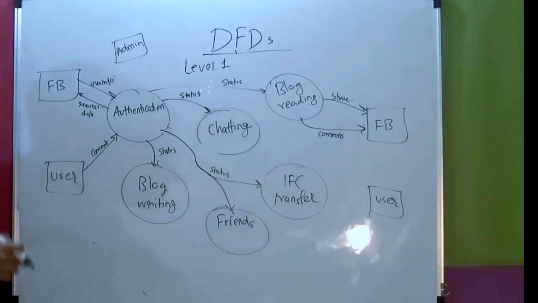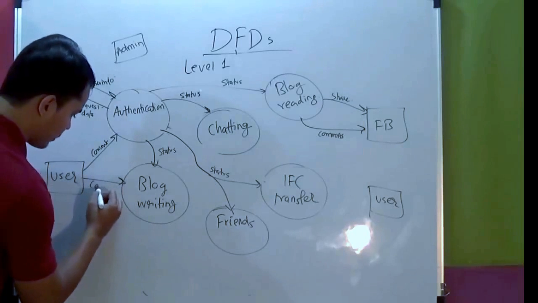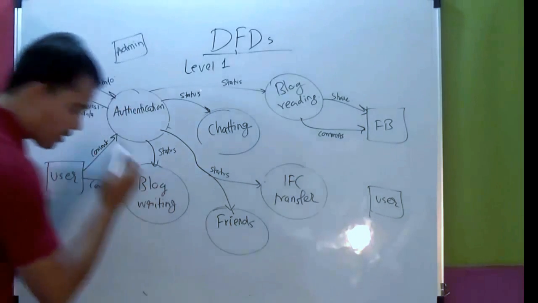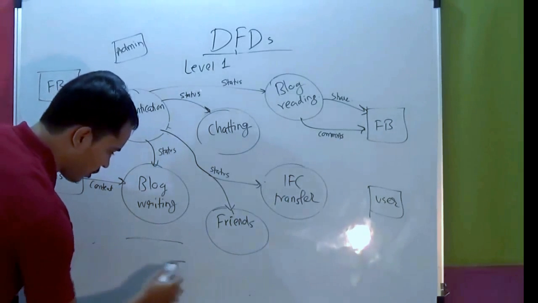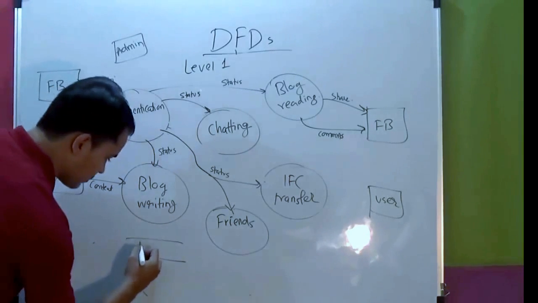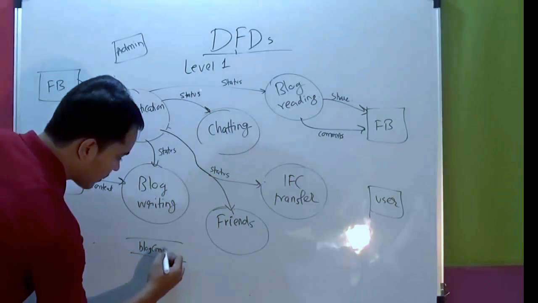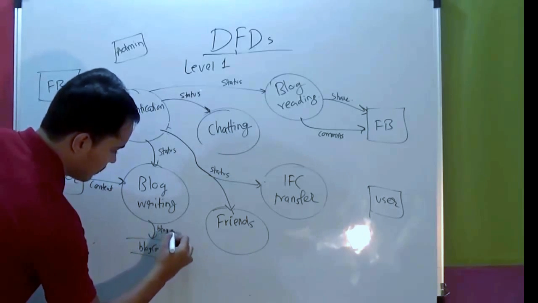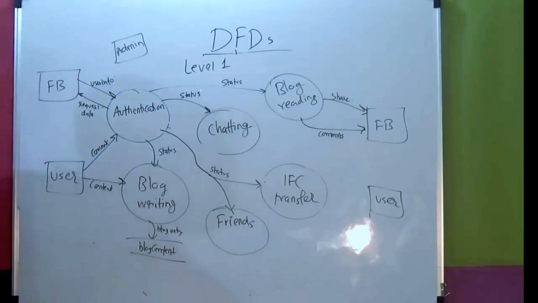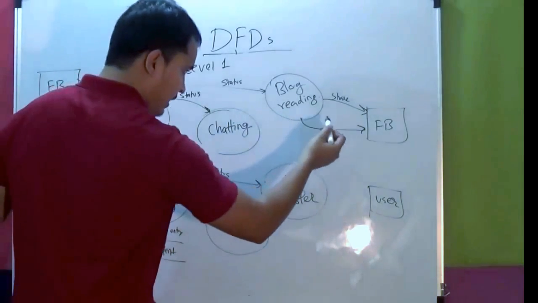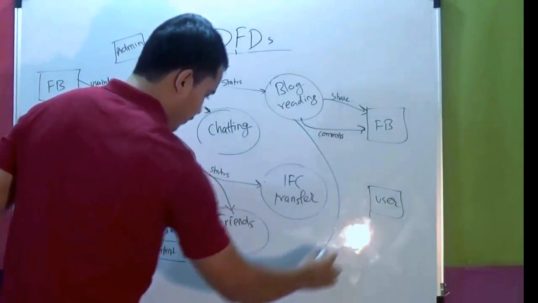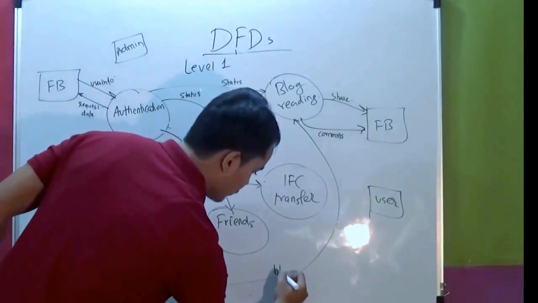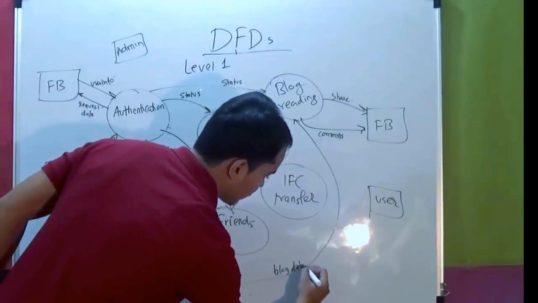Then what else? What about the user writing a blog? The user will have to provide content. That blog will be saved somewhere, so we'll have to draw a data store called blog content. That blog will be stored here. So blog entry is the label of the input flow. Now when you say blog reading, that blog will be read from this data store. So blog data.